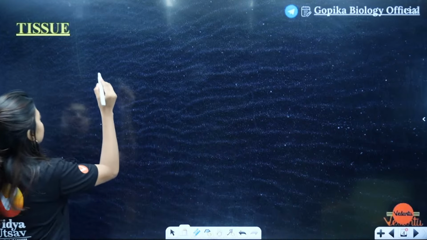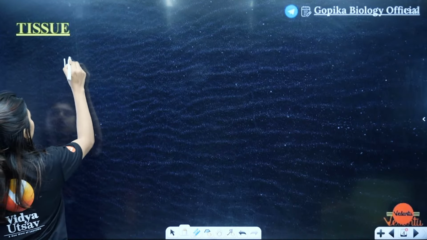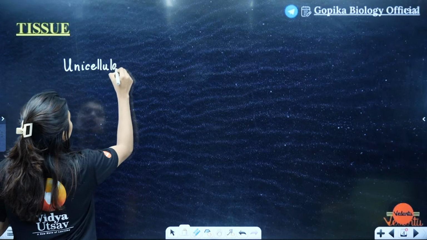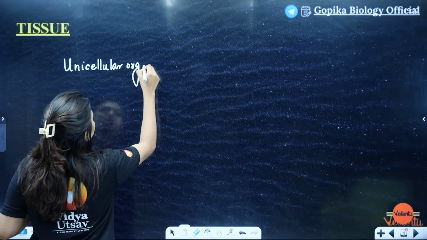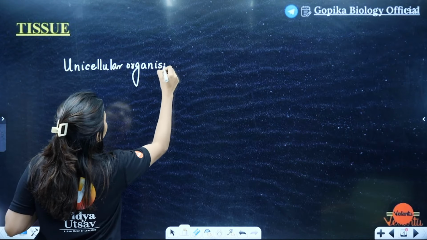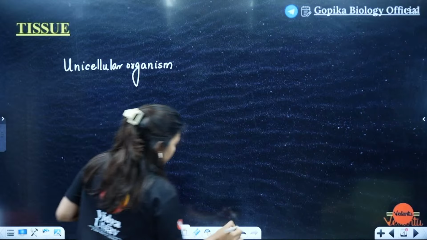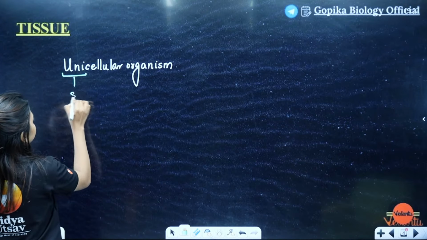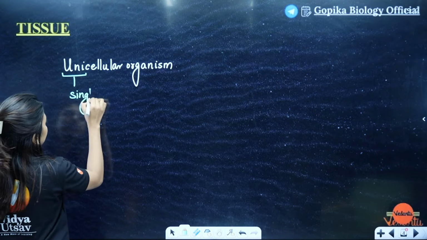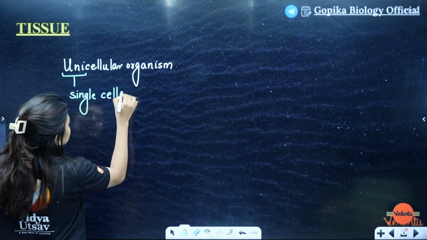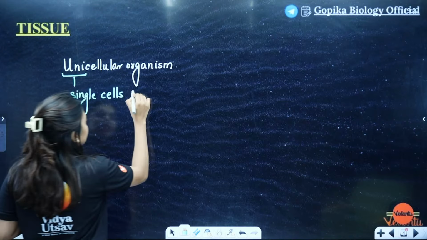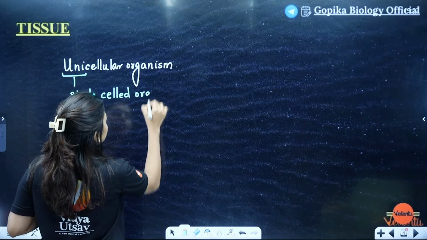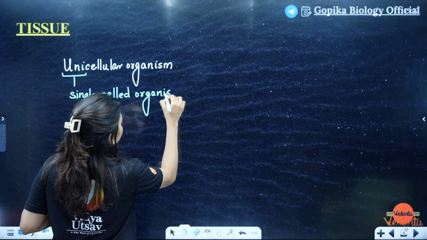So here also the same thing happens: we have two types of organisms. One is going to be the unicellular organism. Now what is a unicellular organism? Let's just break this word. Uni means single, cellular means cells. So a single-celled organism. Why should we study them here? That I will also tell you.